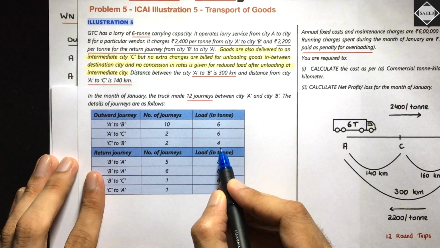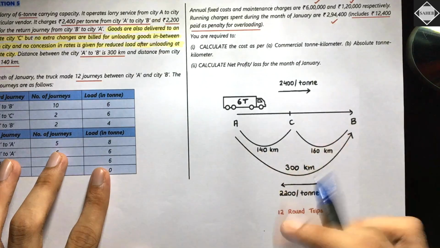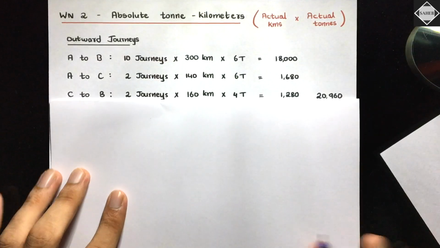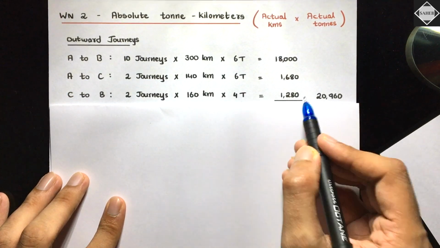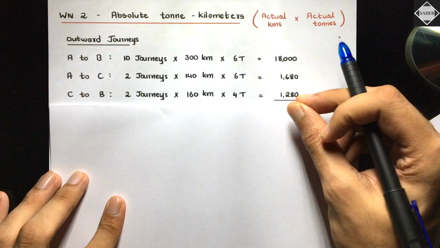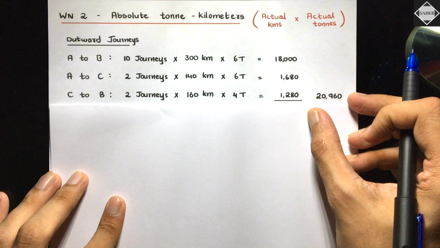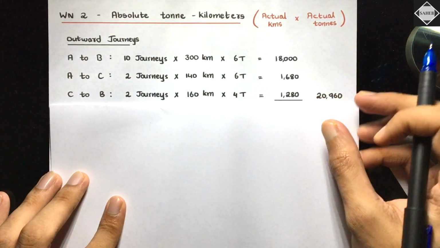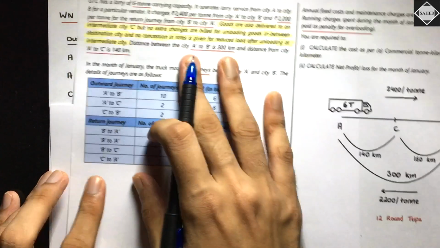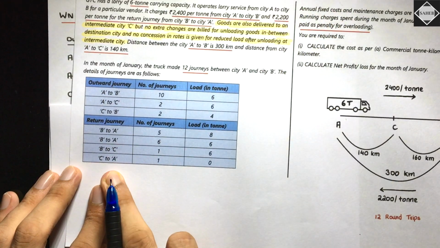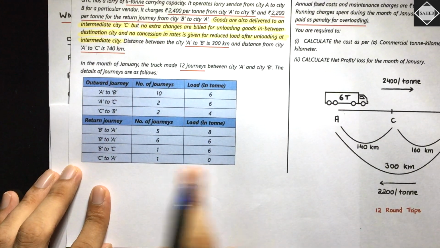2 journeys, 4 tons each. C to B now, so that's 160 kilometers. So see here, 2 journeys, 160 kilometers into 4 tons. That's 1280. Just make a sum of this. That's equal to 20,960 just of the outward journeys. Now the same thing you have to repeat with the return journeys as well, except the last one, because the last one is 0, no? So 1 into 0 is 0 only.